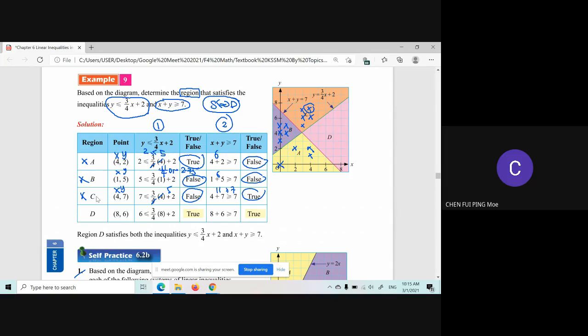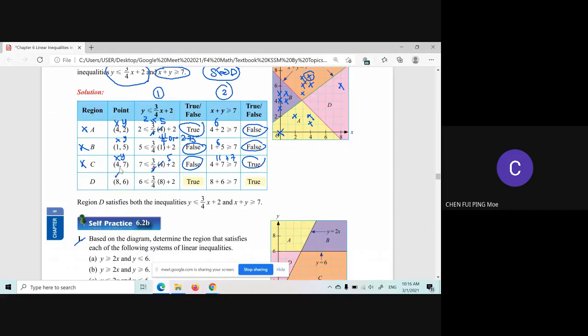And then region D. So this one, simply choose any point. Let's say this question they choose (8, 6). Okay, they choose this point. You can choose other points also. You will get the same answer. So this is x, this is y. So y is 6. Substitute: 6 less than or equal to 3 over 4, then the x is 8, plus 2. So this one simplify using calculator. 3 times 2, 6. 6 plus 2, 8. So 8 is greater than or equal to 6.